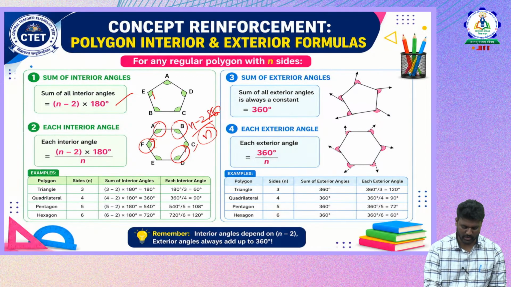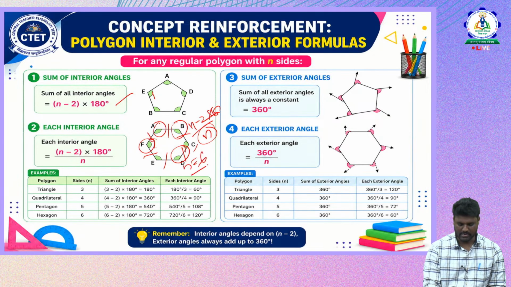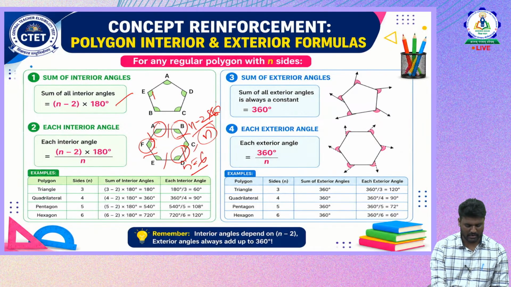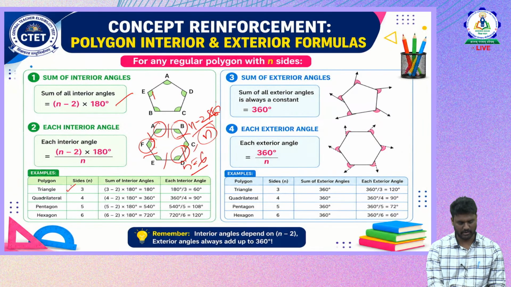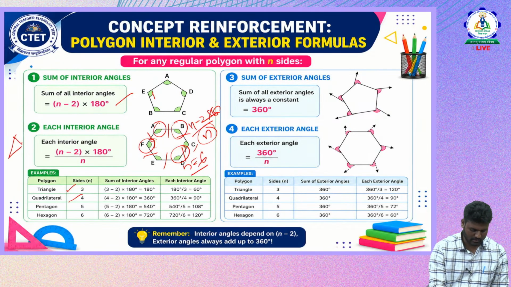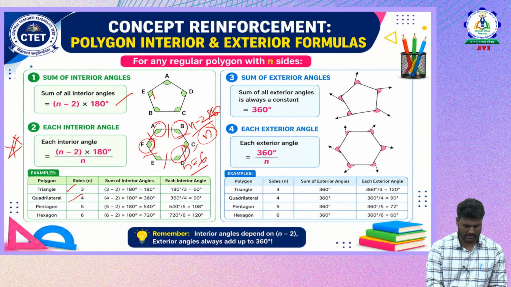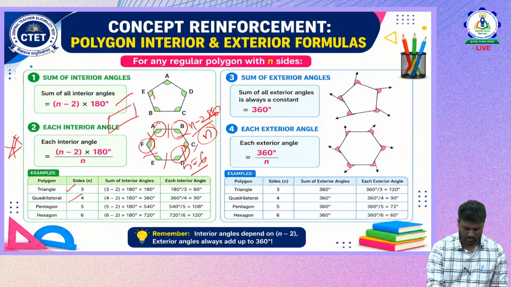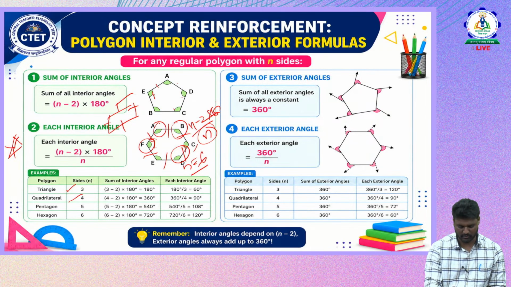Here, how many sides are given? 1 2 3 4 5 6. So that means n is equal to 6. Now for example, for a triangle, how many sides will be there? 3 sides, 1 2 3. For a quadrilateral, we will have 4 sides. Similarly, for the pentagon we have 5 sides, 1 2 3. This is the example of the pentagon with 5 sides.